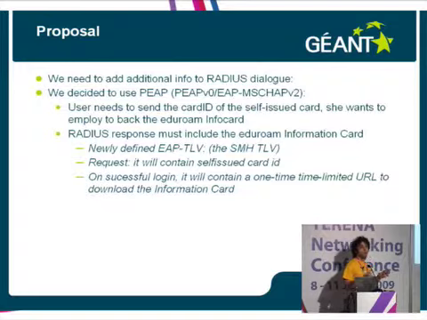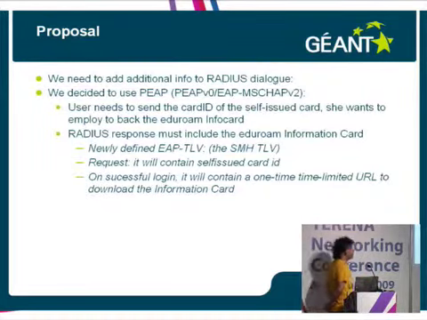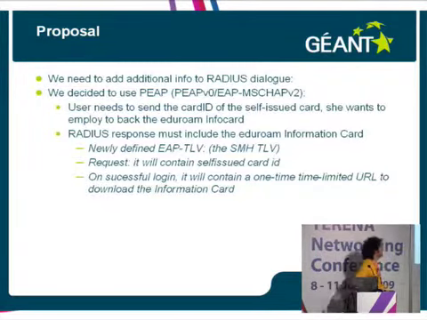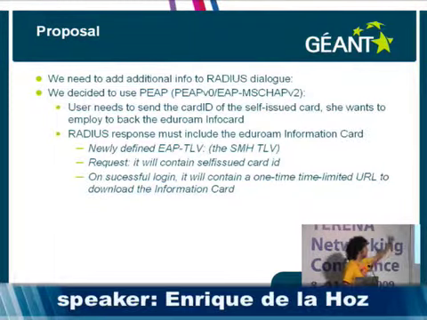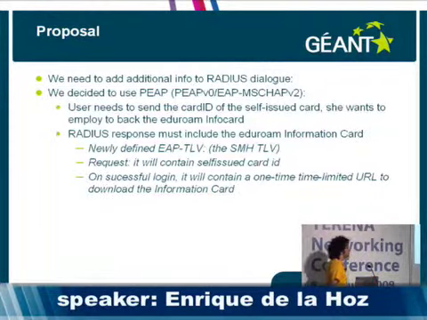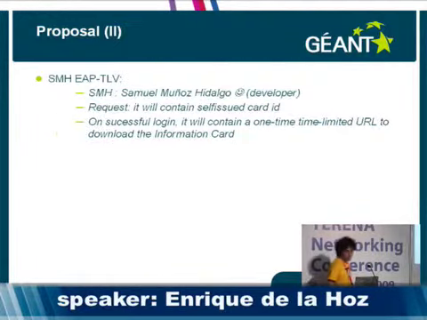How are we going to make these pieces of information travel in the network? We have defined a new TLV, a new message, that is called the SMH. I will explain the acronym now. On the request, it will contain the self-issued card ID, and on successful login, on the reply from the RADIUS server, it will contain a one-time, time-limited URL to download the information card.